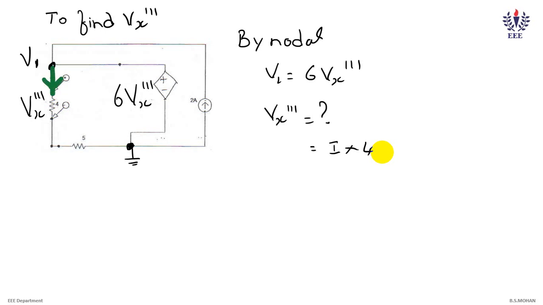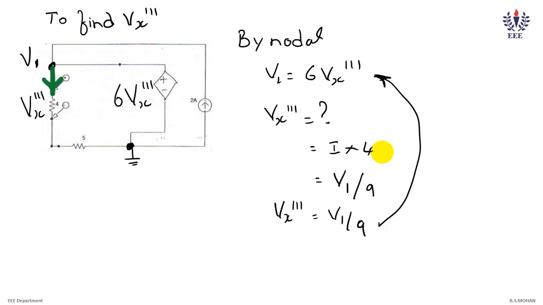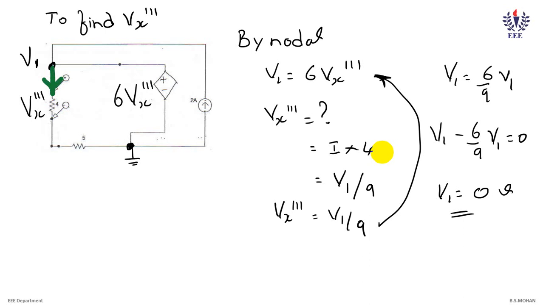And what is the equation of this current? It is given as V1 by 9. So I substitute Vx triple dash equal to V1 by 9 in the above equation, and when I solve, I get V1 as 0 volt. It means that the 2 amperes is not generating any voltage drop, or contributing to the voltage drop, across the 4 ohm.